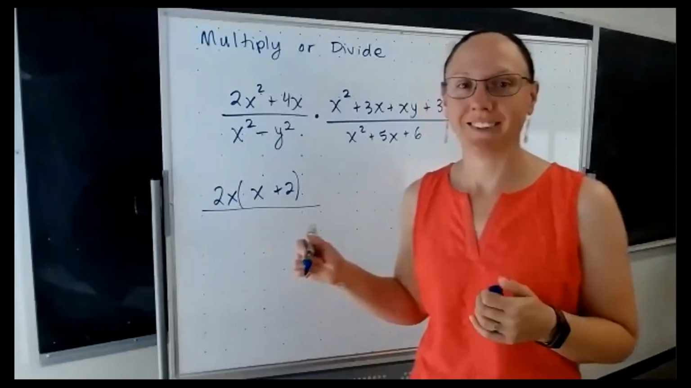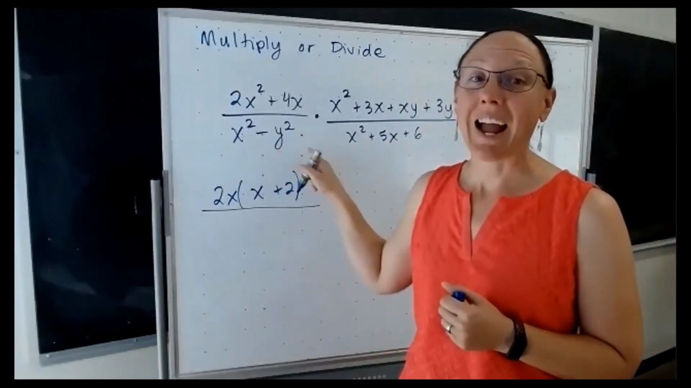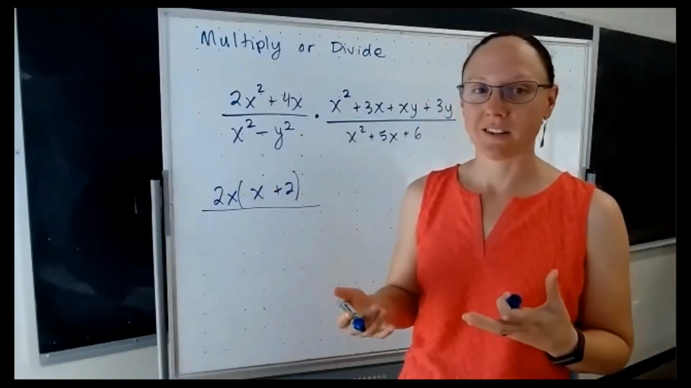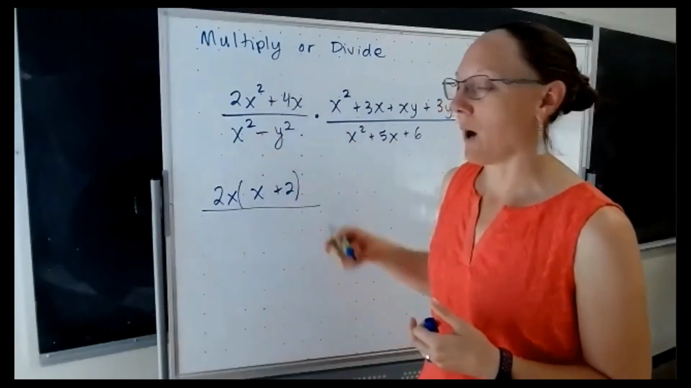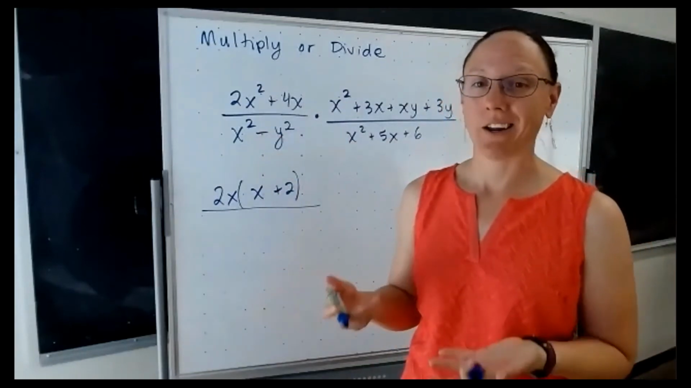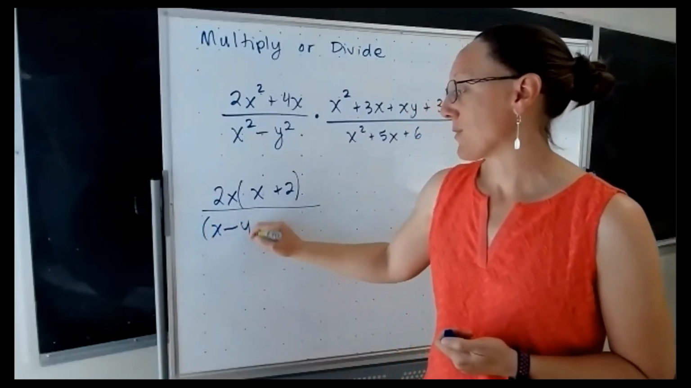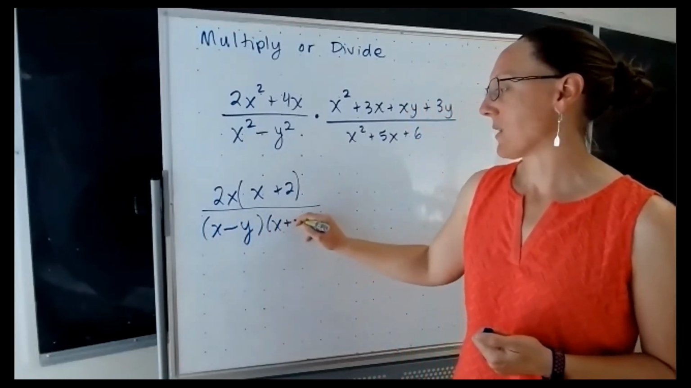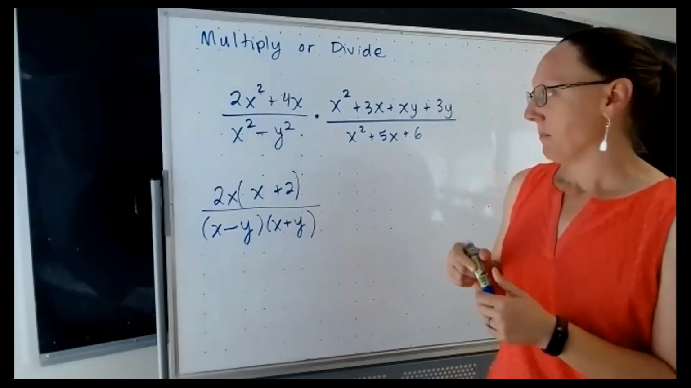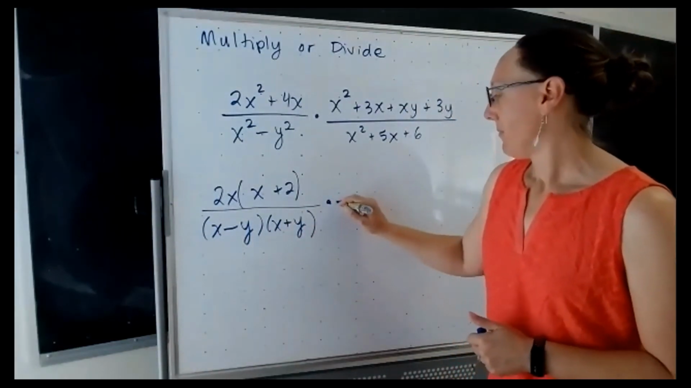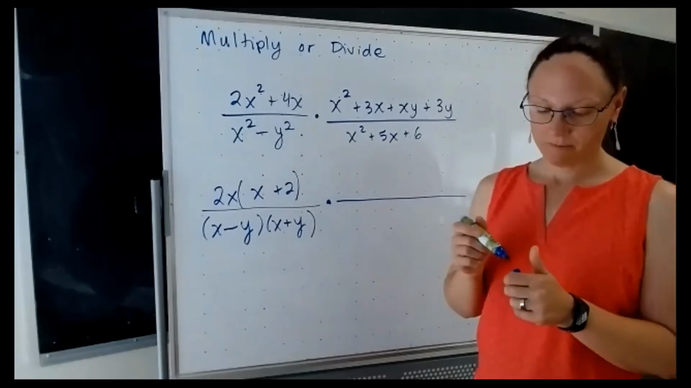It's really factoring. So when I look at the bottom, I have the difference of perfect squares. I've got an x squared and a y squared. So even though that y squared is not a number, we're still going to factor it the same way. It's going to look like x minus y times x plus y.